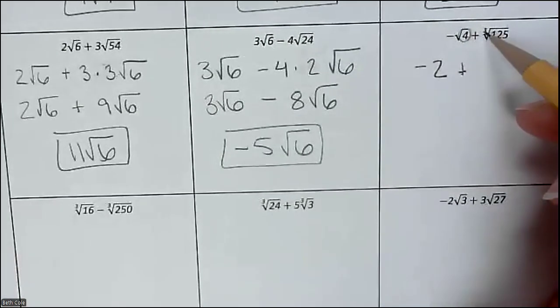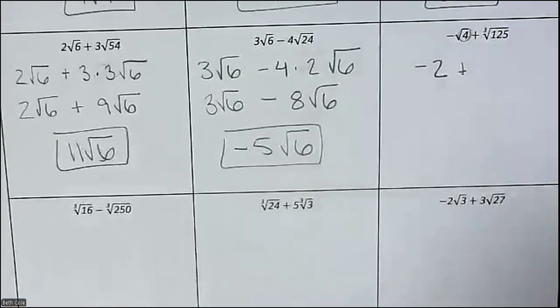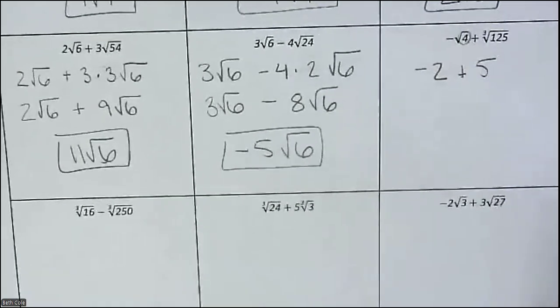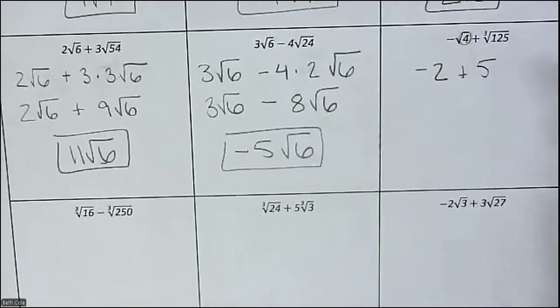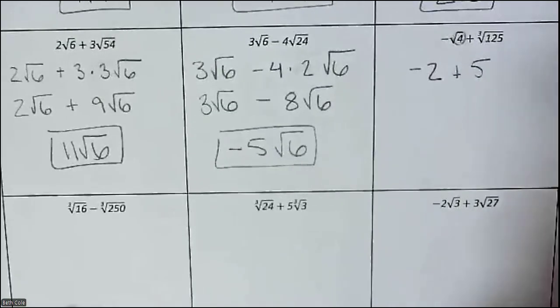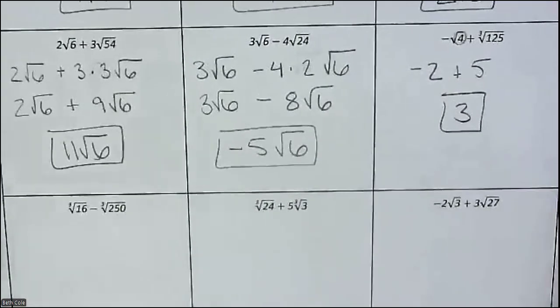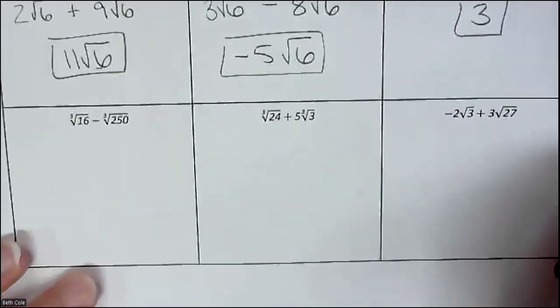Plus, now this one is a cube root, 125. 125 is on the list. So it is 5. Good job. Cube root of 125 is just 5. So this actually turned out pretty nice. -2 plus 5 is 3. So just remember, if they're on the list, they work. A lot of you realized that while we were playing the Quizlet.